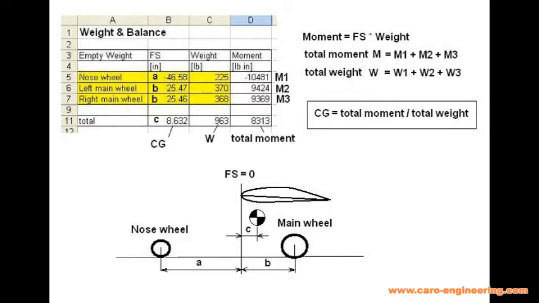Measure the distance from the nose wheel to the reference line, which is a negative number, and enter the number in the table as the fuselage station. Multiply the arm and the weight to obtain the moment. Add all weights, this is the empty weight. Add all moments and divide the total moment by the total weight. This is the empty weight CG, or rather its distance from the reference line. It does not matter where the reference line is. Just remember that the result is always a distance from the reference line.